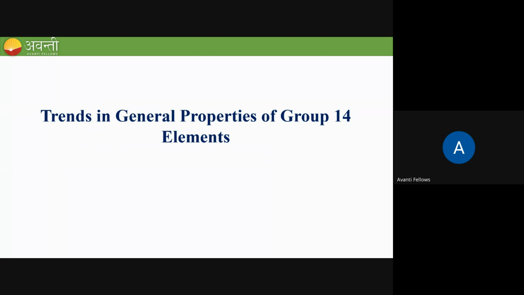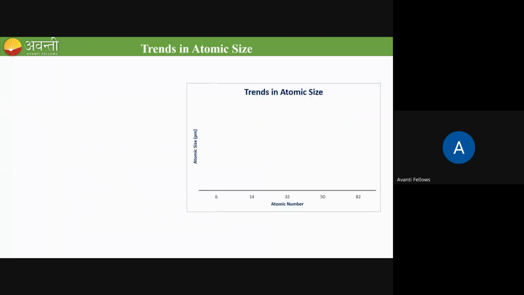Fine, so let's start with the trends in the general properties. The first property is atomic size. The trend in atomic size is the same as that of group 13. Here also we are going to see the atomic size first. The same graph: this is carbon, silicon, germanium, tin and lead. In the boron group, we saw some exception among aluminium and gallium, right? Here, no such exceptions are there.